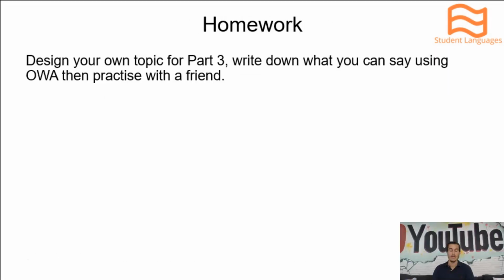Okay, so for homework, what you should do is design your own topic for part 3. Come up with your own key topic question, and then come up with 5 prompts that you can use to talk about this topic question. And then you should write down what you can say using OWA, using your opinion, your justification, and your questions.